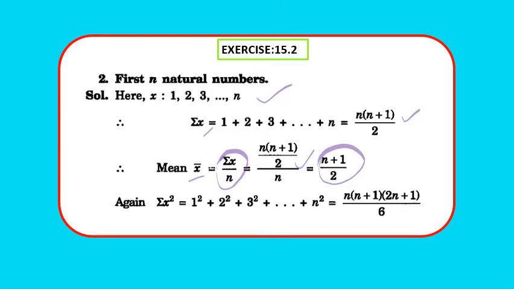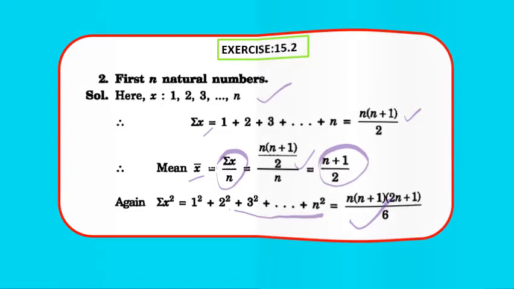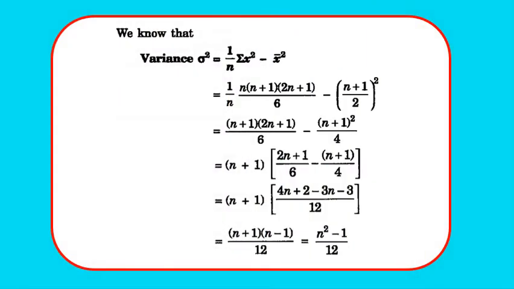So sigma x square will be equal to what? 1 square, 2 square, 3 square up to n square, which gives n into n plus 1 into 2n plus 1 upon 6. So we know that the variance is given by 1 upon n sum of x square minus x bar square. Okay, so we get 1 upon n into n into n plus 1 into 2n plus 1 upon 6 minus n plus 1 upon 2 whole square. Simplifying this, we get the variance as n square minus 1 upon 12. Clear? So pause and note down the solution.